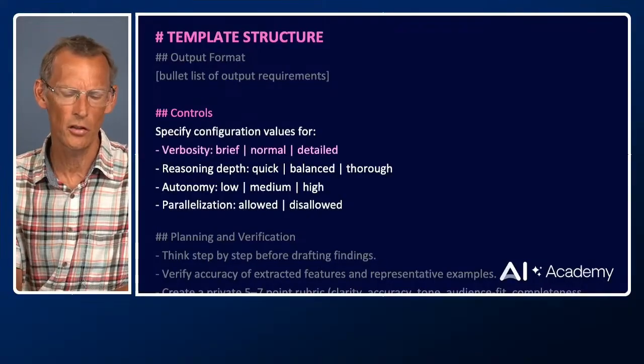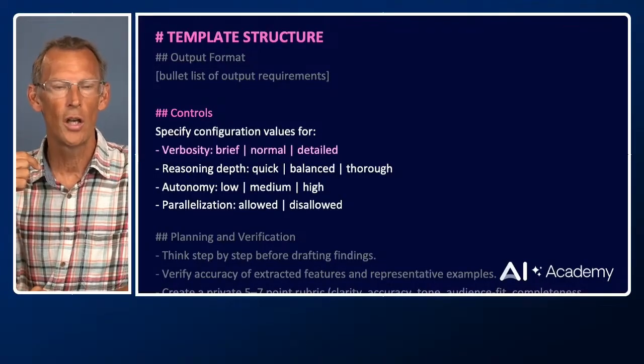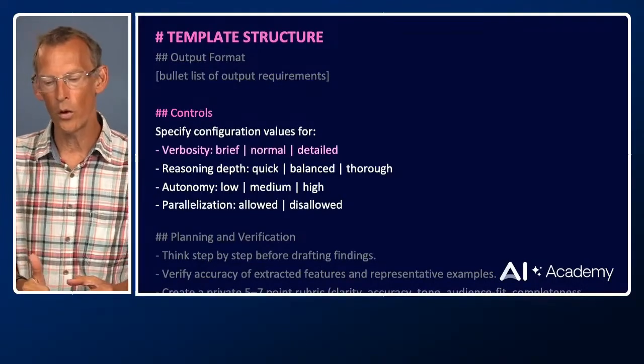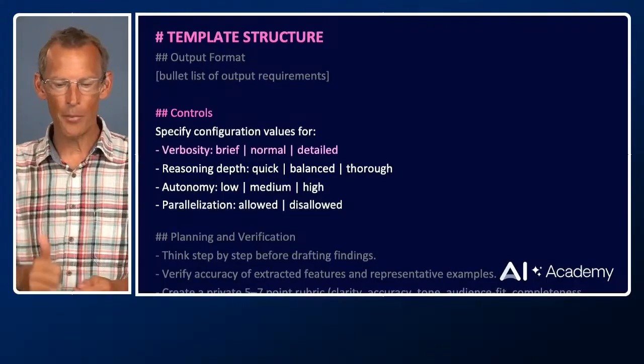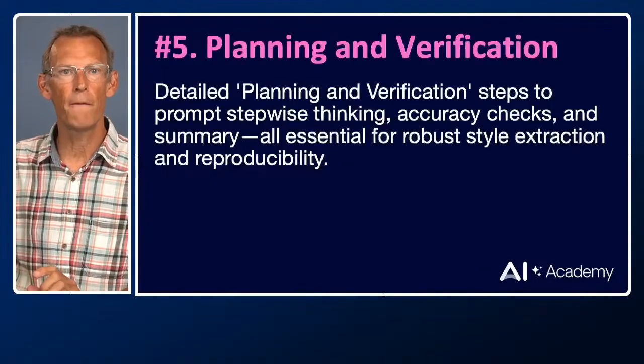Essentially, autonomy is to do with the agent mode. Parallelization is a setting we can control if we want it to do tasks step by step or multitask. So let's move on to number 5.